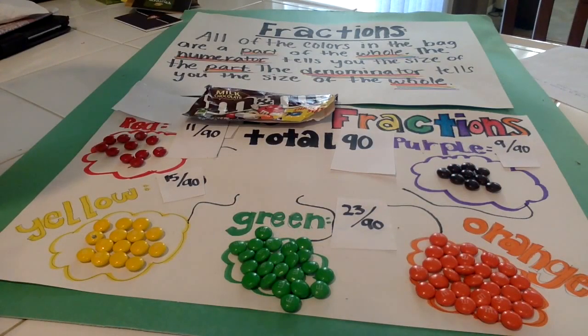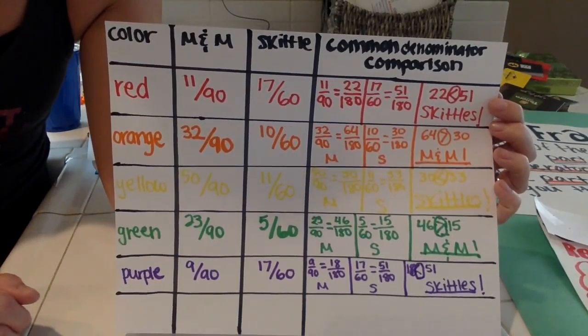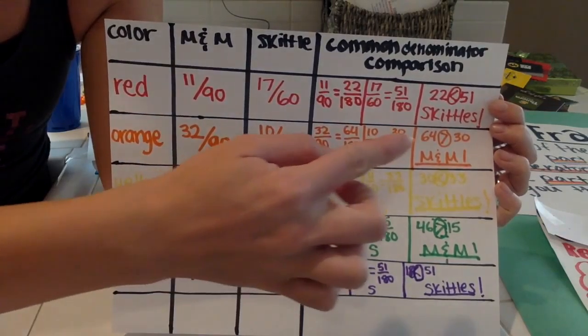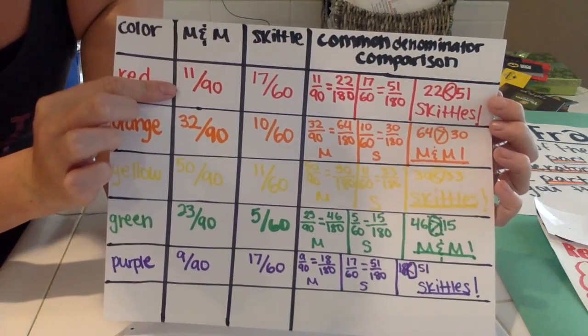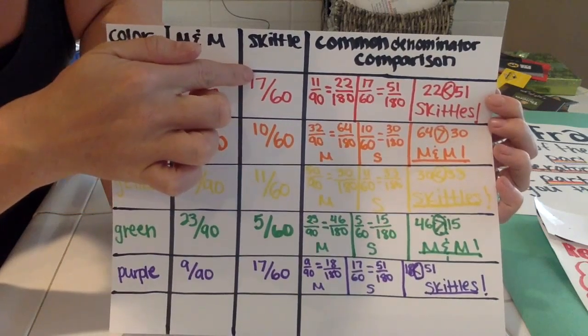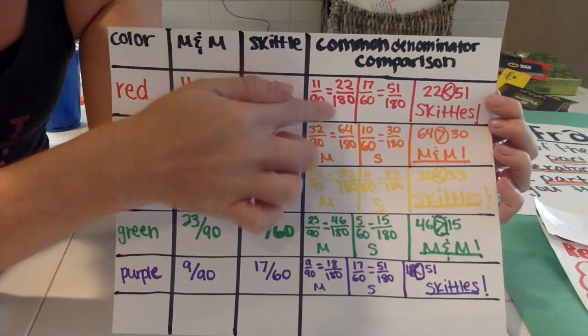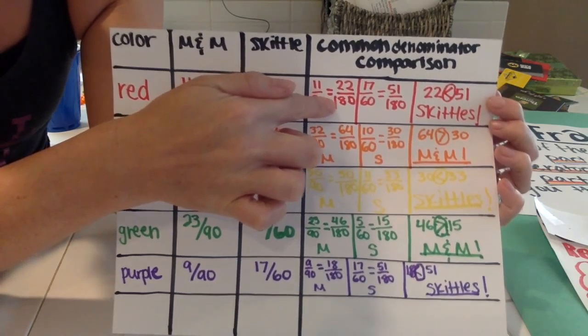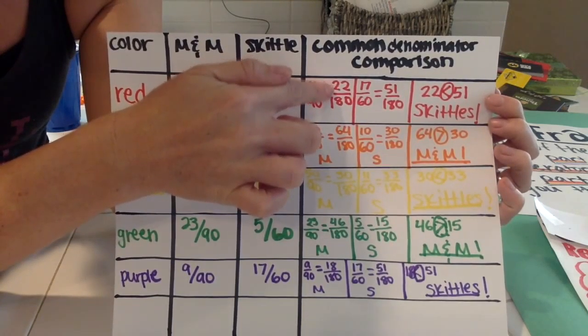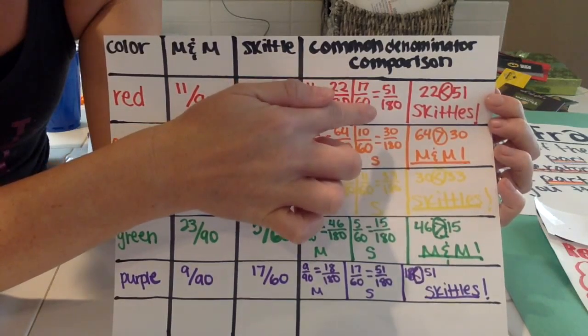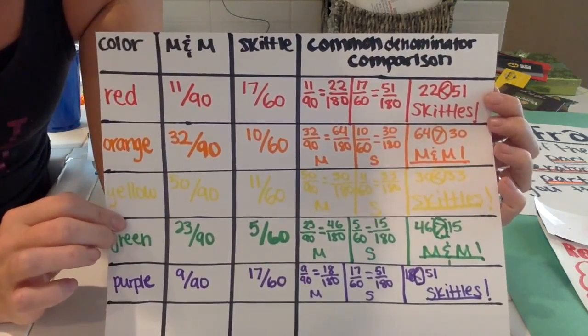What we're going to do next is make a chart that will have the two types of fractions from each bag, and then we'll have to find a common denominator so that we can compare the fractions, and then we will determine which one has the greater amount of each color. As you can see, there were 11 red M&Ms and there were 17 Skittles, but when we did the conversion to give them a common denominator of 180, there were then 22 red for the M&Ms and 51 red for the Skittles. So Skittles actually has the most red per bag.